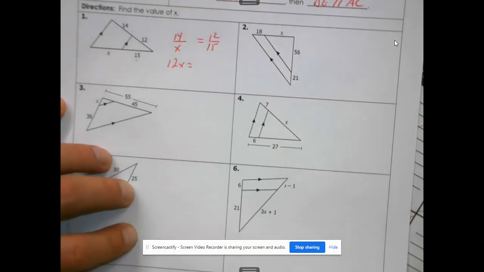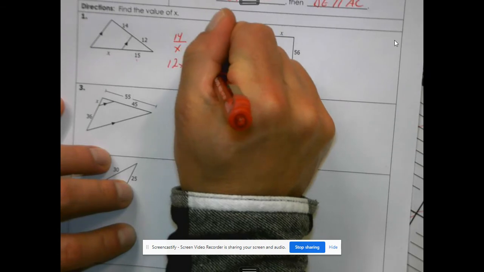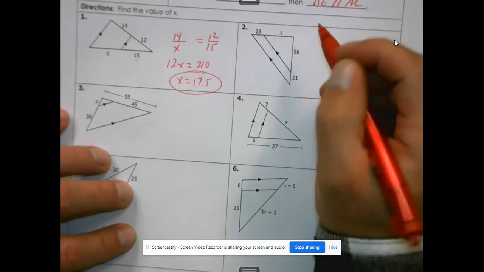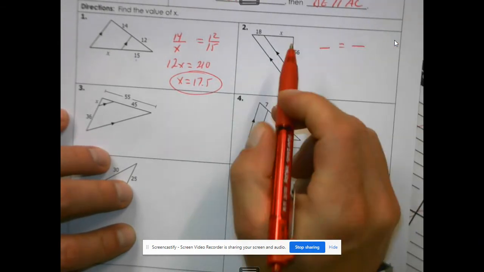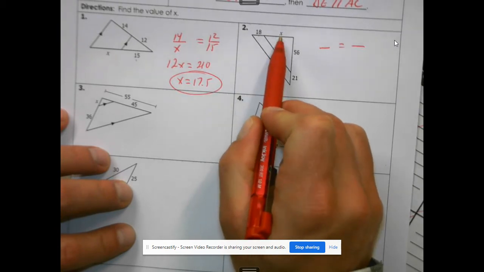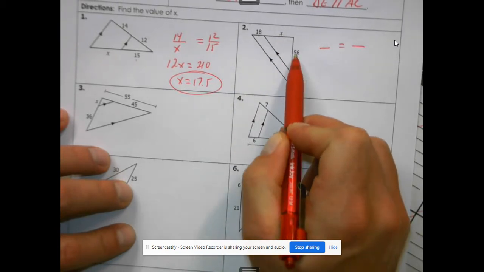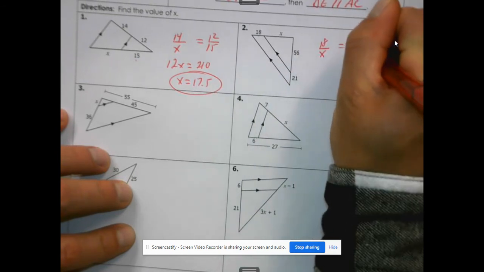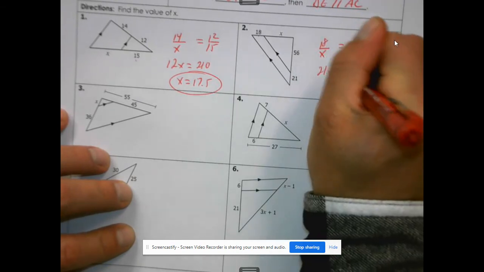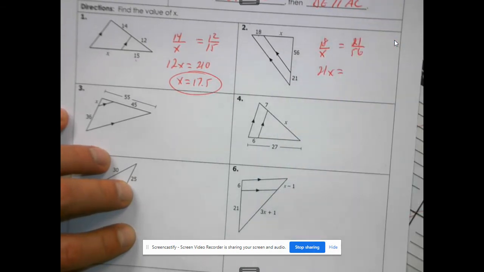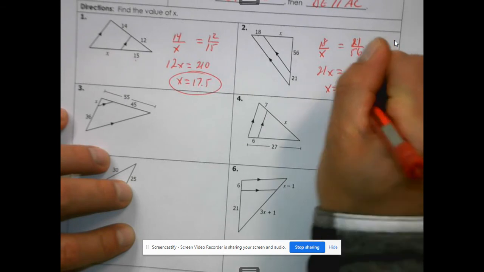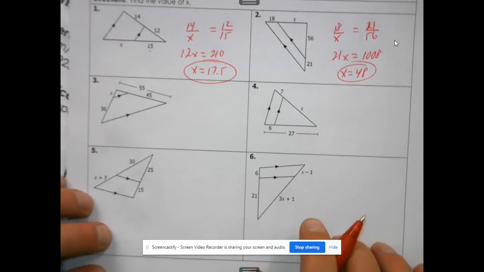We got to cross multiply. 12 times x, 12x. 14 times 15 is 210. 12 goes in there 17.5 times. Number 2, I'll go left, right, left, right. So I'm going to go 18 over x equals 21 over 56. It's another way you could have set this up. 21 over 56, cross multiply. 21x, 18 times 56 is 1008. Divide that by 21, and it goes in there 48 times. Be consistent on your setups.